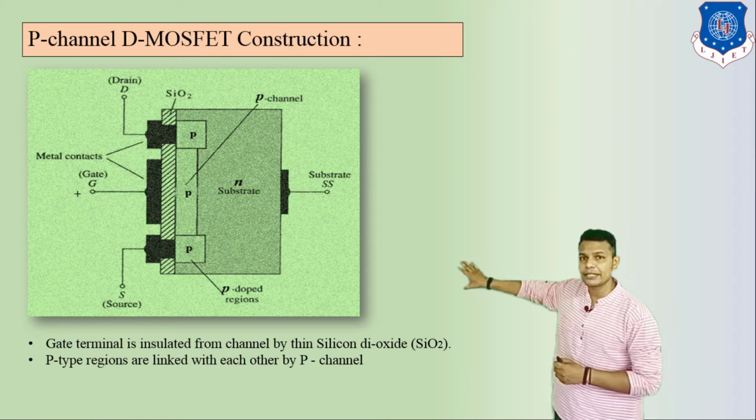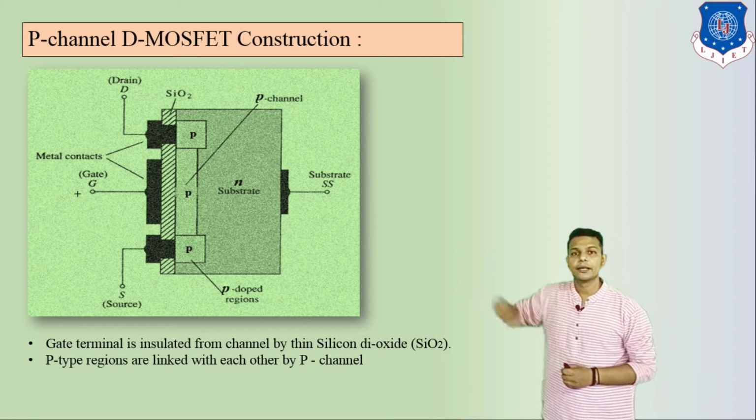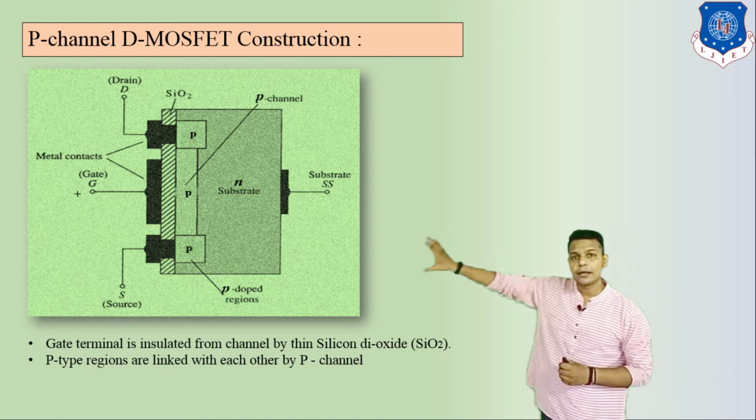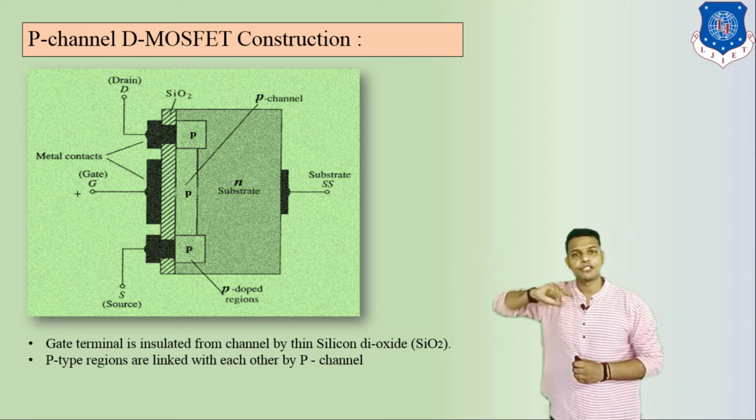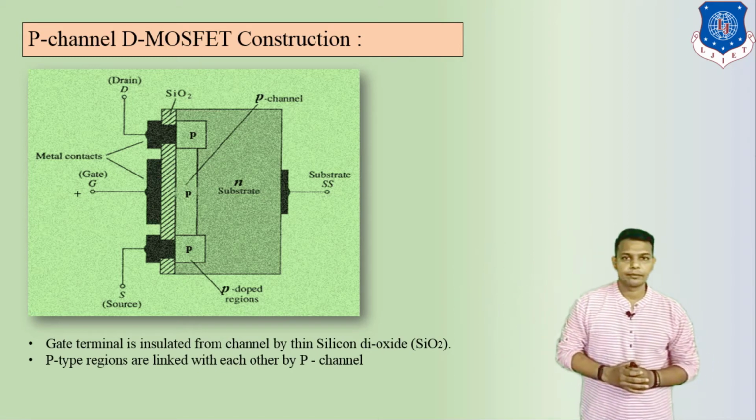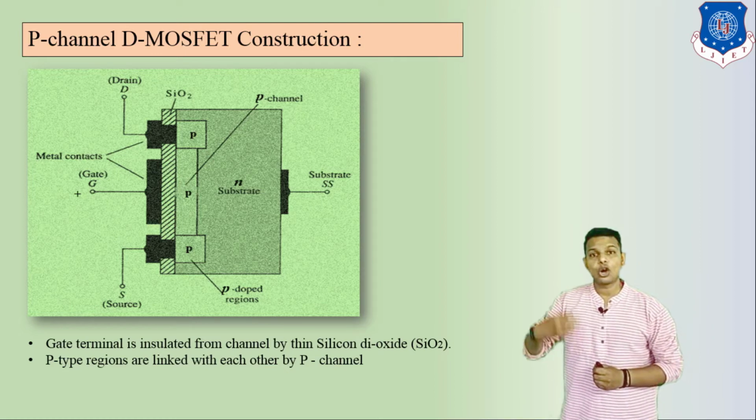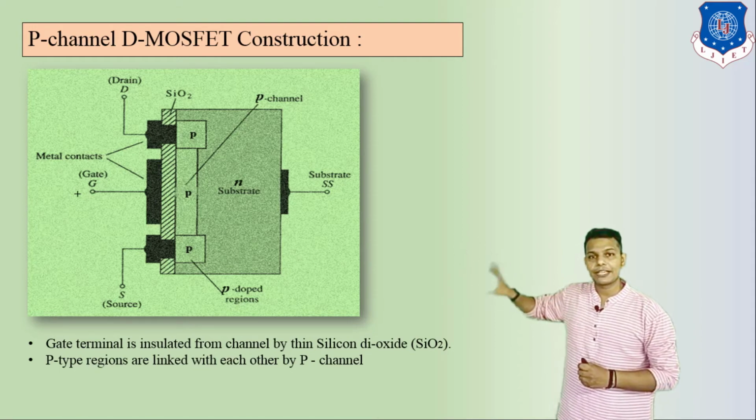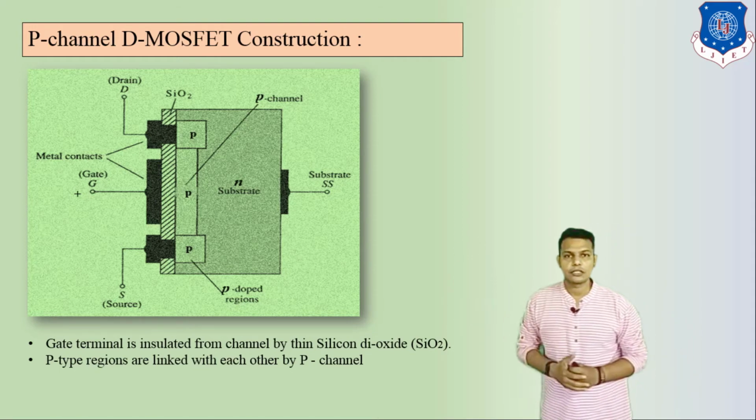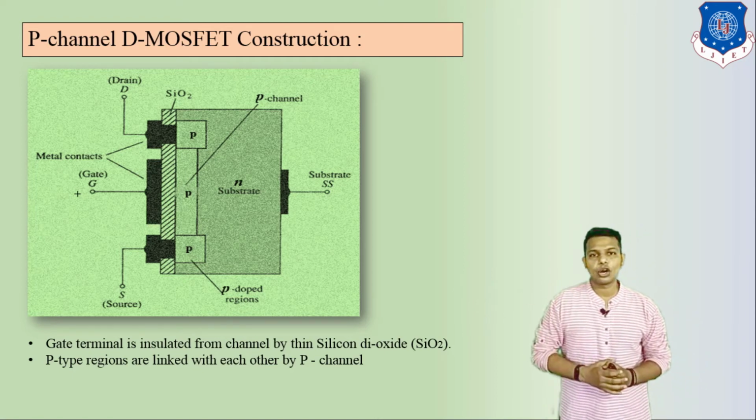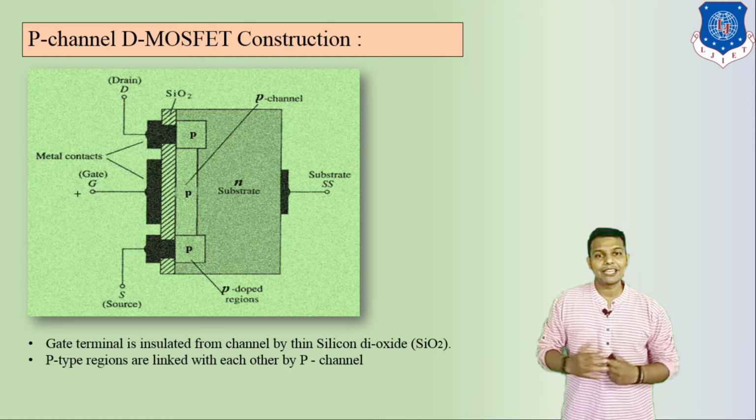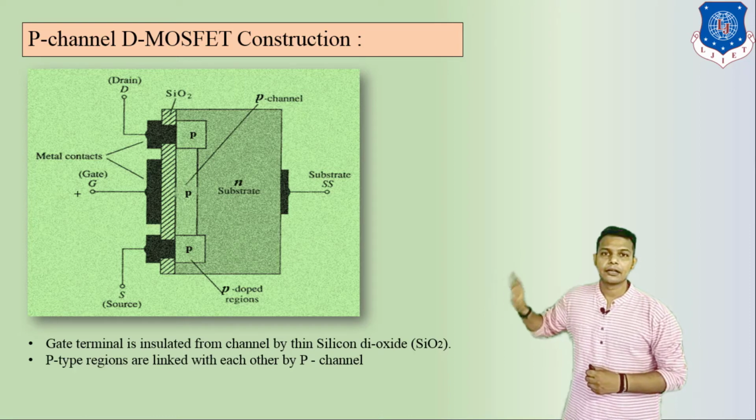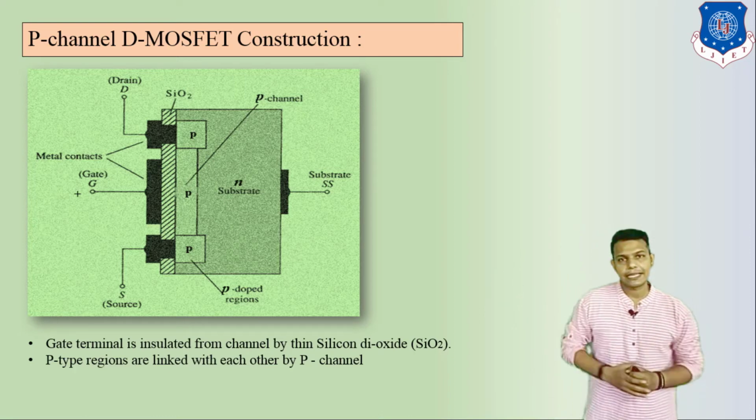But the gate terminal is not in contact with the P-type region. In between the metallic contact and the P-type region there is a layer known as the silicon dioxide layer. So due to the effect of the field, the number of holes attracted, or we can say we can control the flow of holes. Now this is the construction of P-channel D MOSFET. Now we have to bias it, and after that we will get results for different cases.